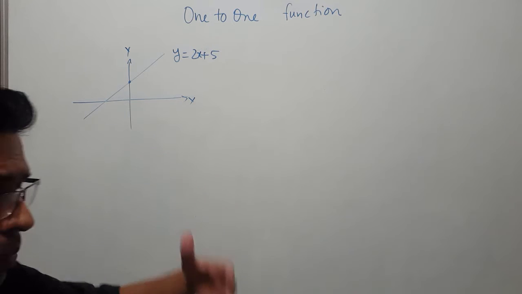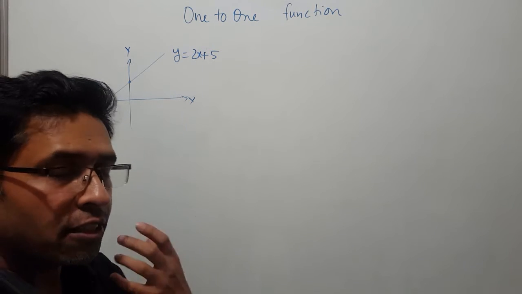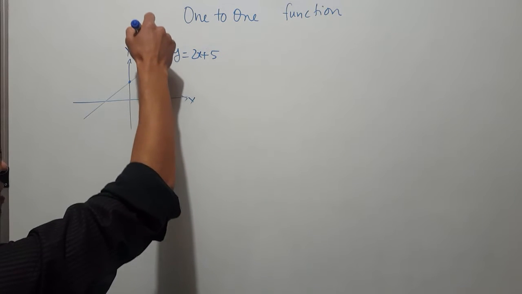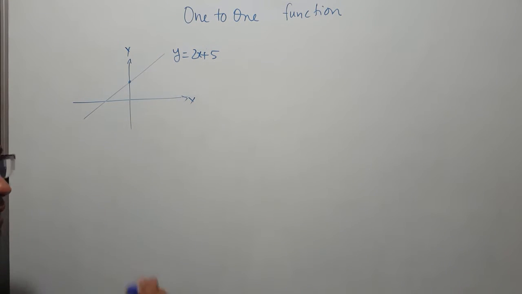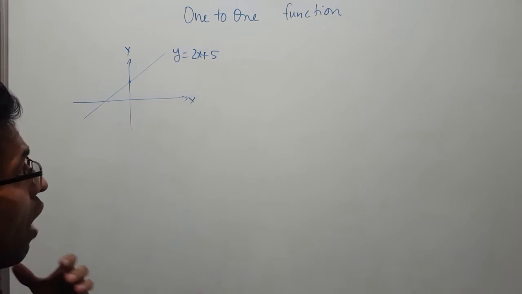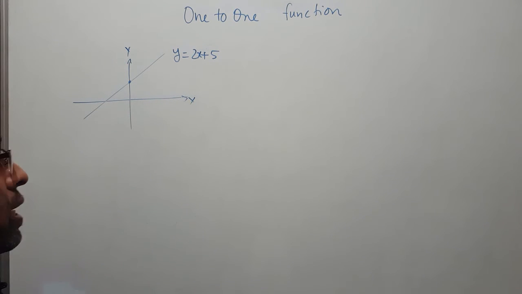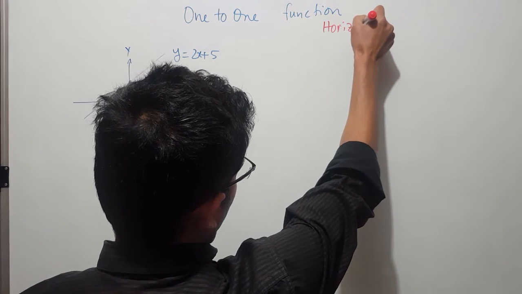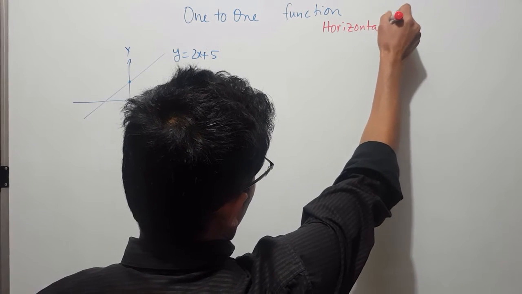And if you remember correctly, for identifying a function, there is the vertical line test. If I make a vertical line, yes, it is intersecting only one point of the graph, so it is a function. But now how do we identify whether it is one-to-one or many-to-one? For that we need the horizontal line test. I can just write it here: horizontal line test.